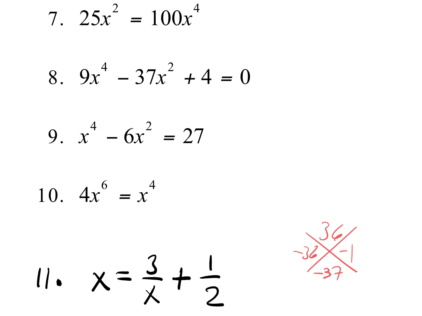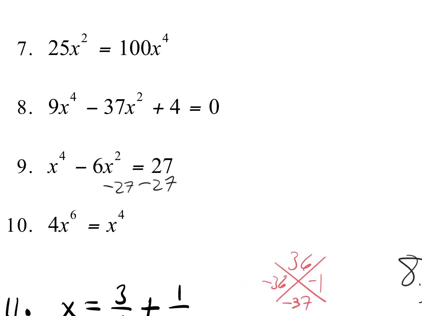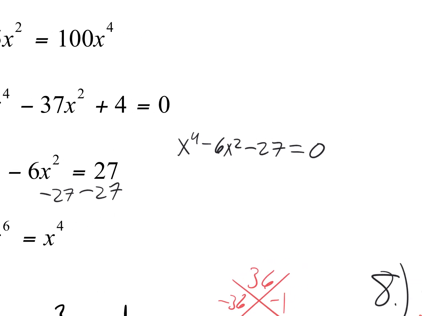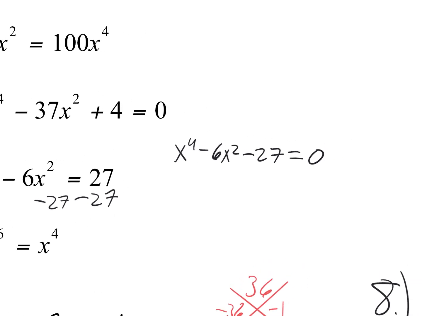For this one, number 9, let's subtract 27 on both sides. We always want to set it equal to 0. So we should get x to the fourth minus 6x squared minus 27 equals 0. This is another quadratic-like polynomial, so you're able to factor it like a quadratic. All you're doing here is looking for factors of negative 27 that add to negative 6. Do we know what that's going to be? Okay, it's going to be negative 9 and 3. We get x squared minus 9 times x squared plus 3 equals 0.